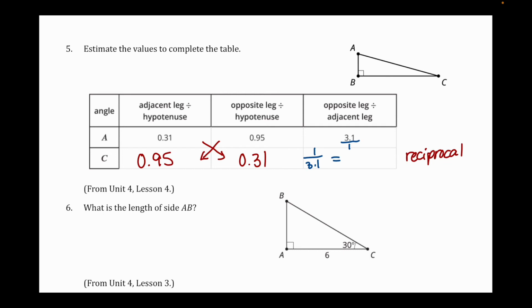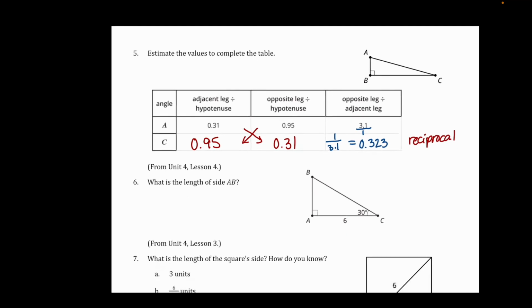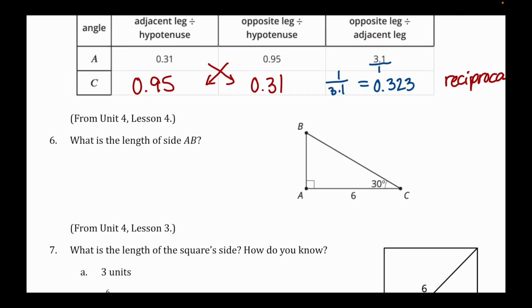So we're going to use a calculator. 1 divided by 3.1, and I'm going to round it to 3 decimal places. So 0.323. Now, everything else here, they were using 2 decimals or just 2 digits. That's fine. I just like to round to 3. But if they only wanted you to round to 2, you would just ignore the last digit here and just call it 0.32.